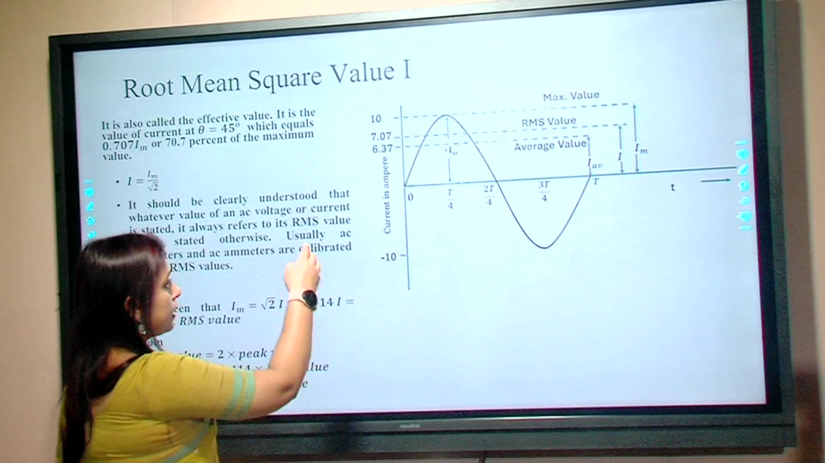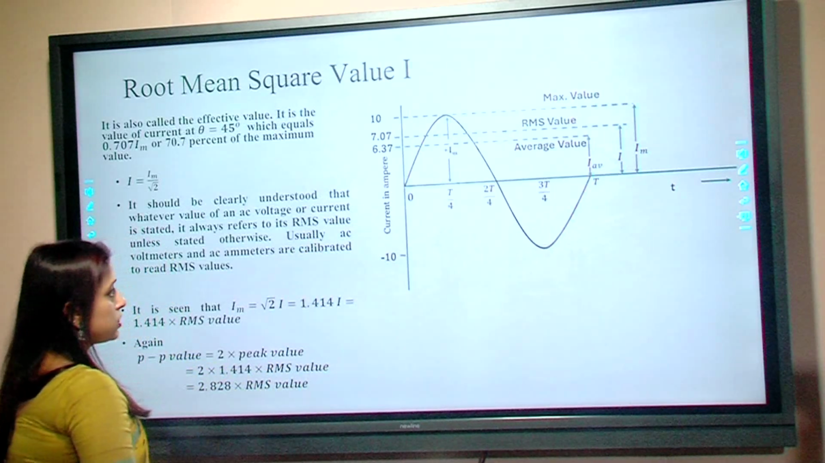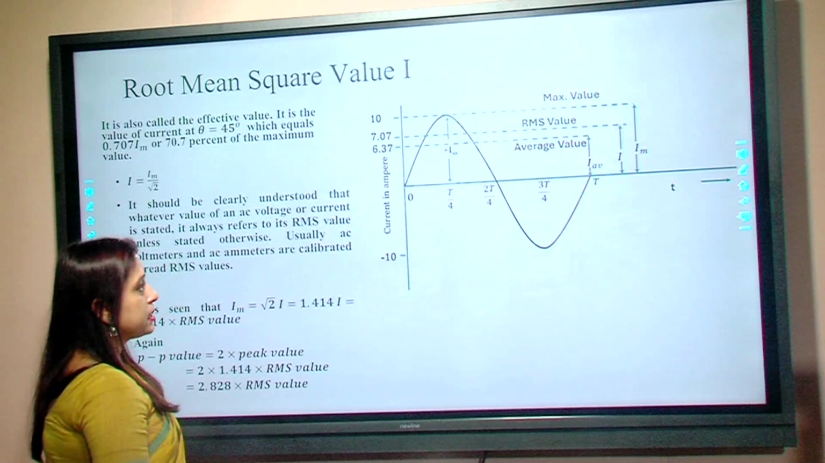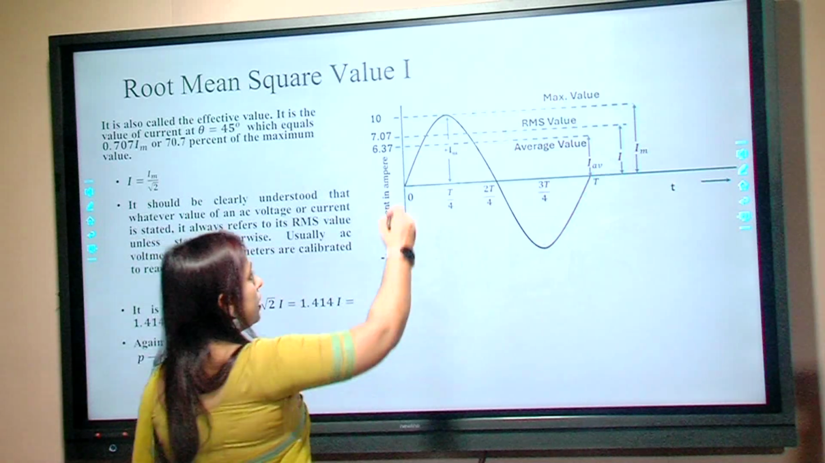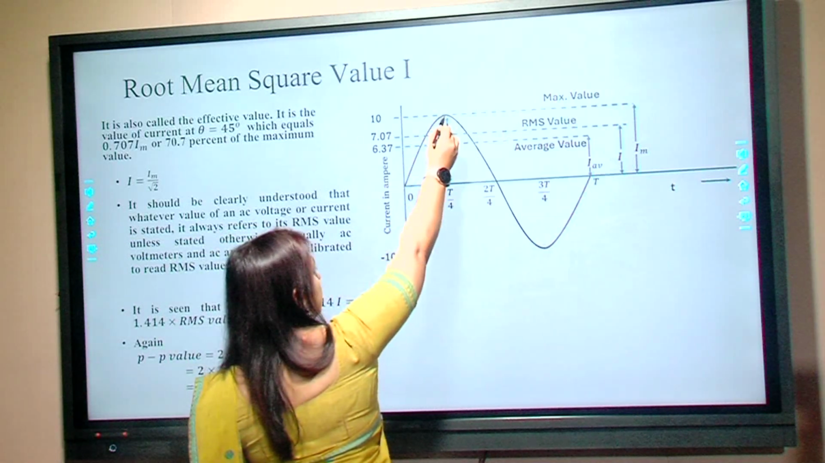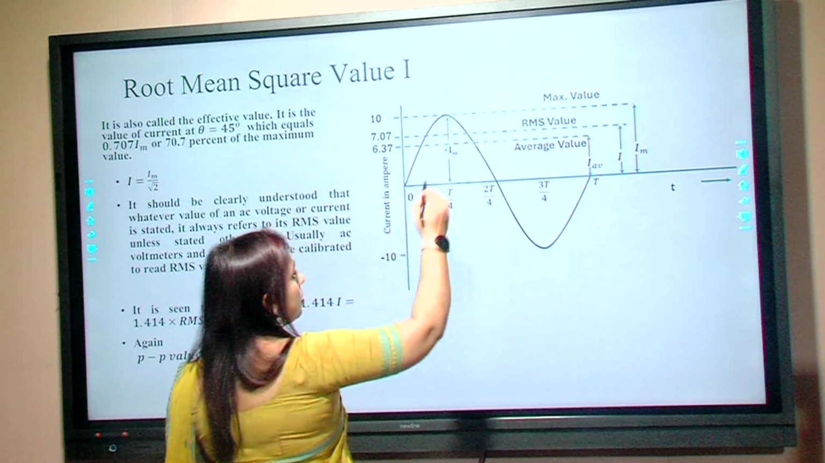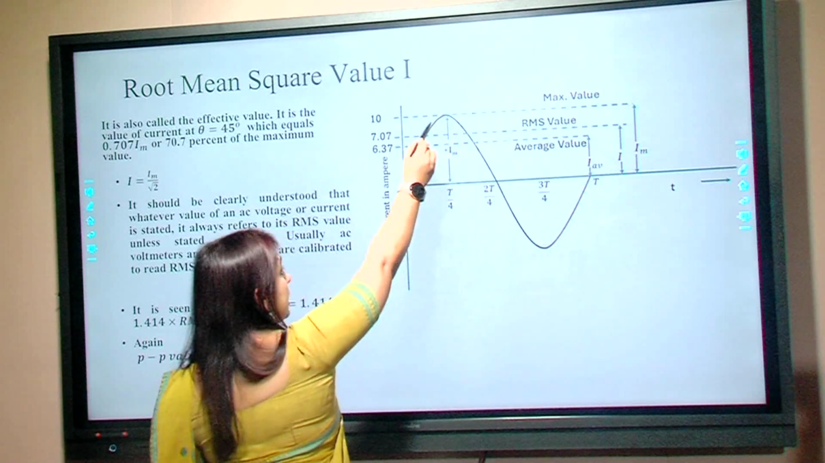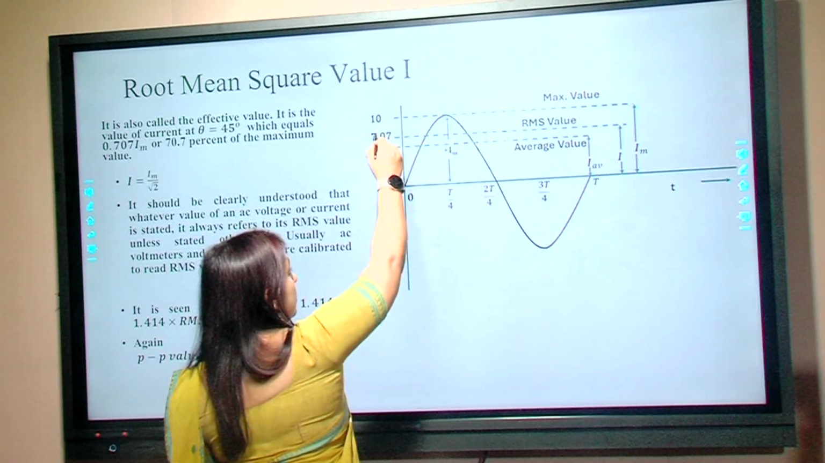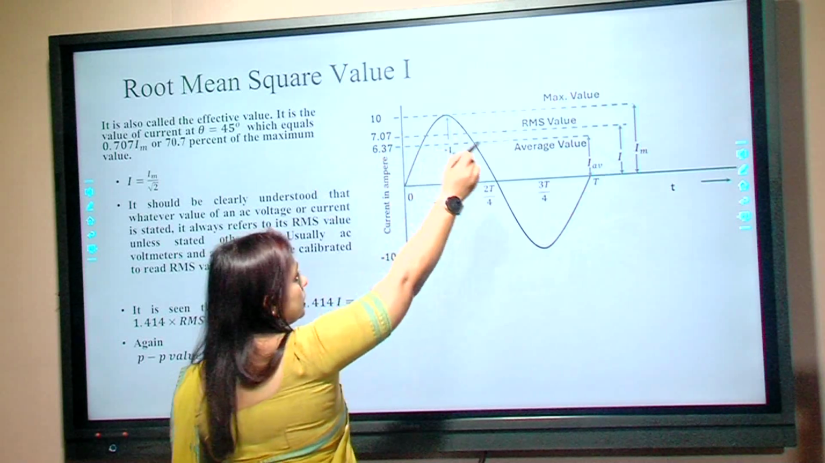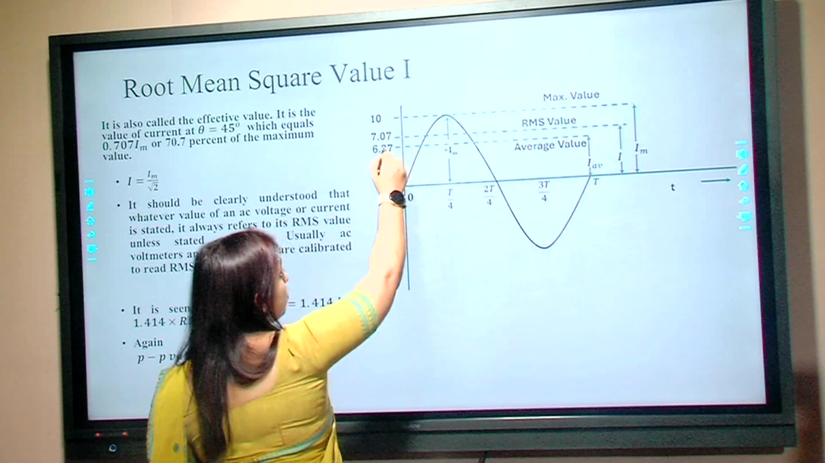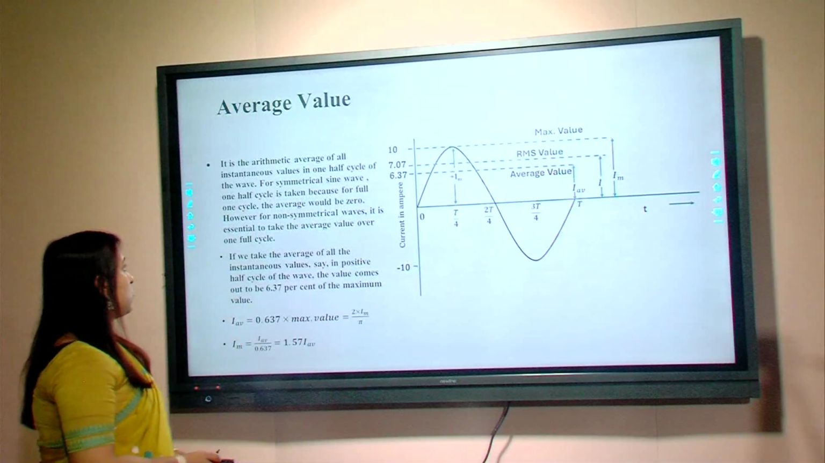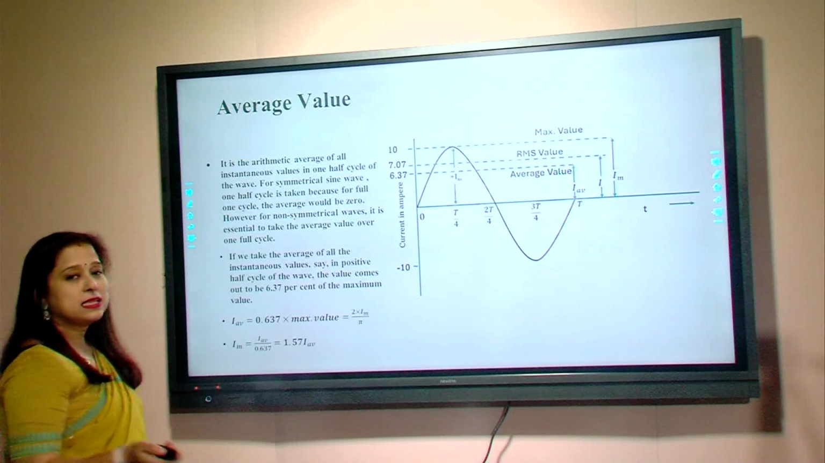So, in the figure you can see the relation between the different types of currents and voltages used in AC. This is the maximum current that can be obtained in the AC waveform. If we consider the maximum current or voltage to be 10, in that case 7.07 of that will be the RMS value and 6.37 will be the average value. Let us now discuss what is average value of current and voltage.